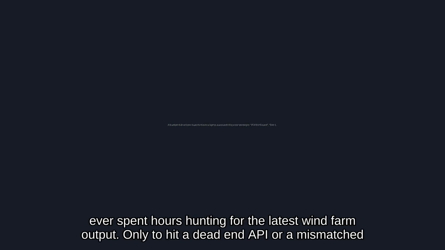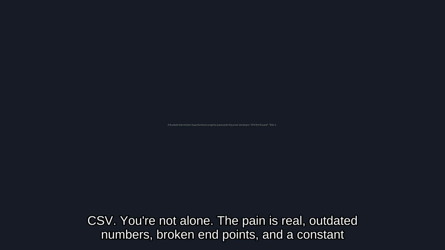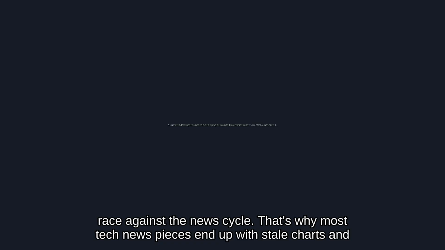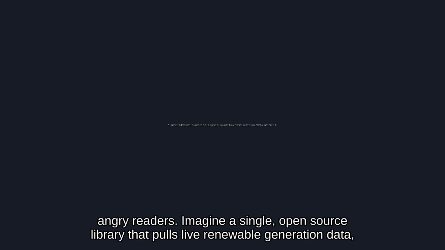If you've ever spent hours hunting for the latest wind farm output, only to hit a dead-end API or a mismatched CSV, you're not alone. The pain is real. Outdated numbers, broken endpoints, and a constant race against the news cycle. That's why most tech news pieces end up with stale charts and angry readers.